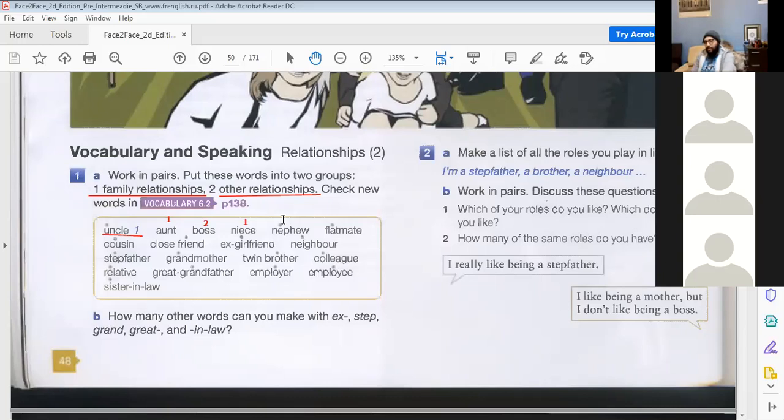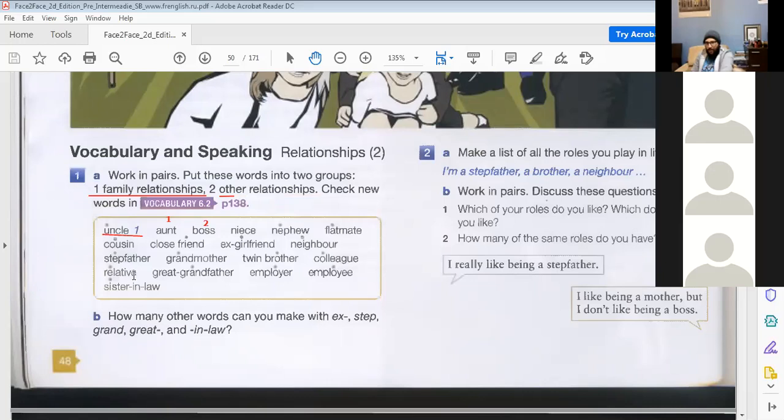What about nephew? 1. Yeah, nephew is the son of your brother or the son of your sister. It's called the nephew. All right. Flatmate or roommate. What's this? Family or non-family? 1 or 2? 2. Correct. 2. Cousin. Non-family. 2.